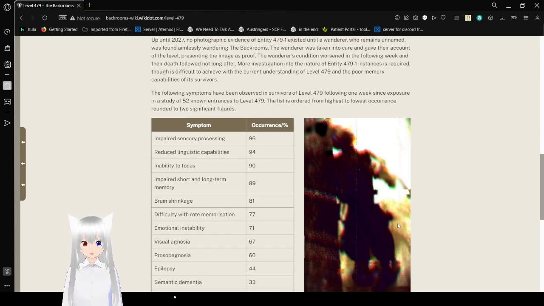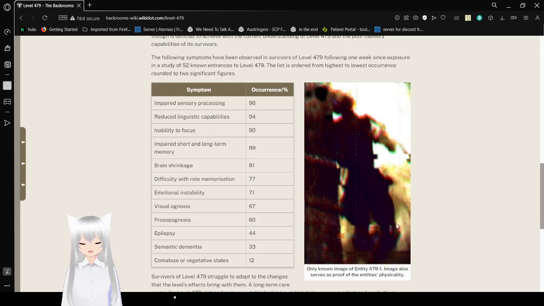Up until 2027, no photographic evidence of Entity 479-1 existed, until a wanderer who remains unnamed was found wandering the Backrooms. The wanderer was taken into care and gave their account of the level, presenting the image as proof. The wanderer's condition worsened in the following week, and their death followed not long after. More investigation into the nature of Entity 479-1 instances is required, though it's difficult to achieve with the current understanding of Level 479 and the poor memory and capabilities of its survivors.